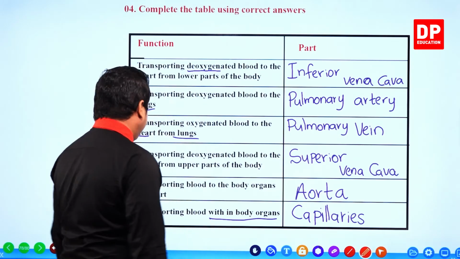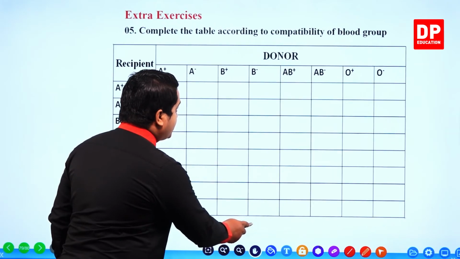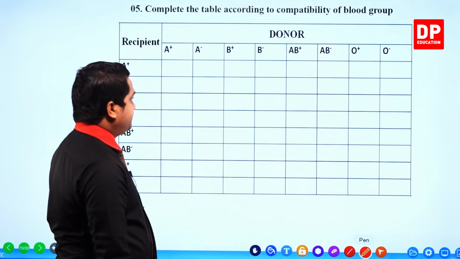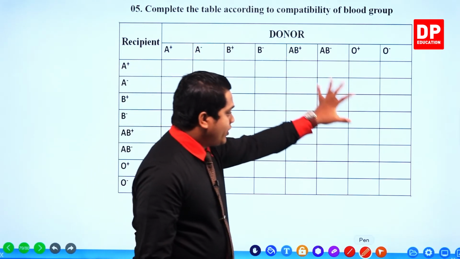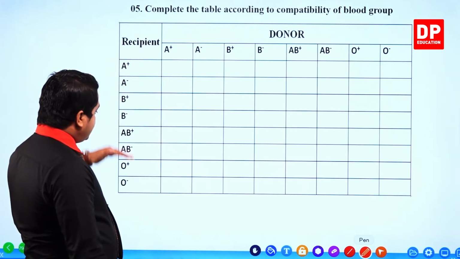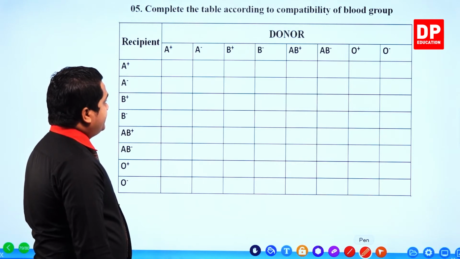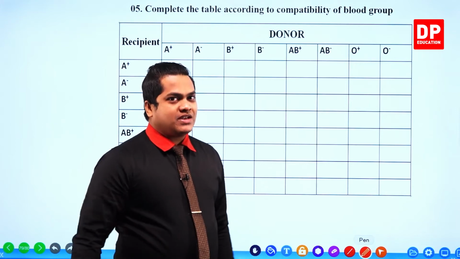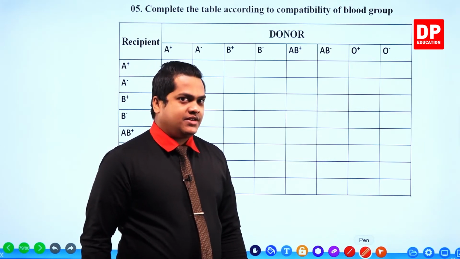Right then. Complete the table according to the compatibility of blood group. Once again, a good question about the compatibility. So we'll complete this table. This is regarding the donor. This is regarding the recipient. So my dear children, here all the 8 groups are available now. All the 8 groups, positive and negative.